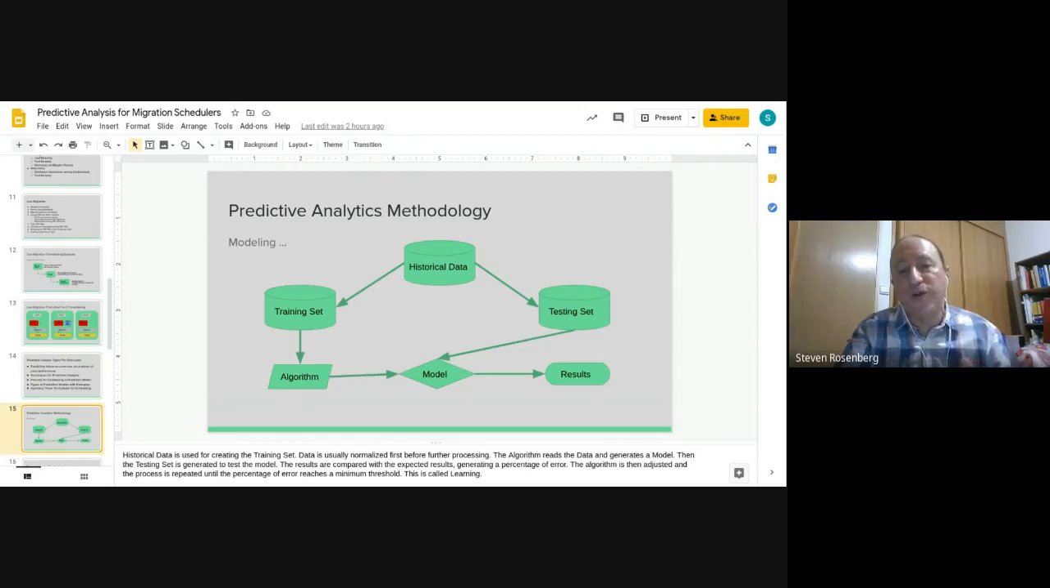Based upon that percentage of error, we then adjust the algorithm, maybe the weights in the algorithm, such as if it's a neural network, and then we do the process over again until the percentage of error is at a minimum threshold that we find acceptable. And that's called machine learning.